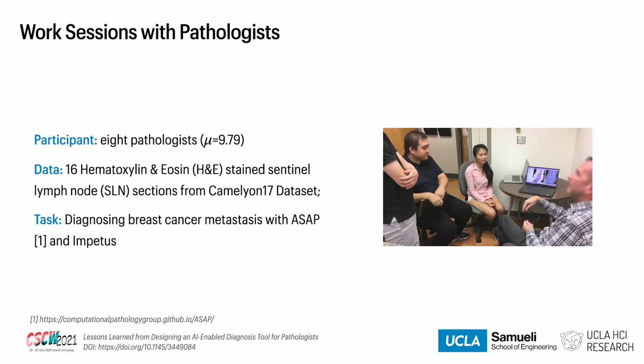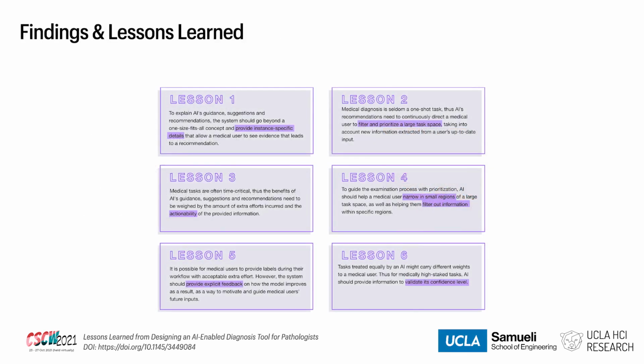We conducted work sessions with 8 pathologists in a local medical center to observe how pathologists use the tool to perform diagnosis. For the data, we used hematoxylin and eosin stained sentinel lymph node sections from the Camelyon17 dataset. We led the users to diagnose breast cancer metastasis with a baseline image viewer called ASAP and Impetus. We also conducted a brief semi-structured interview for each participant to summarize their qualitative feedback. We further summarized this feedback into 6 lessons. Next, let me introduce these 6 lessons in detail.